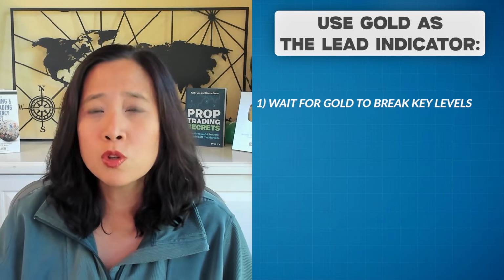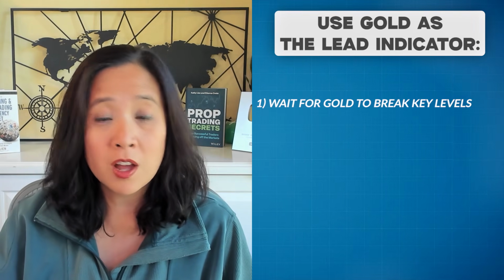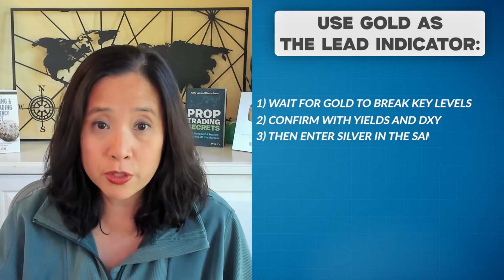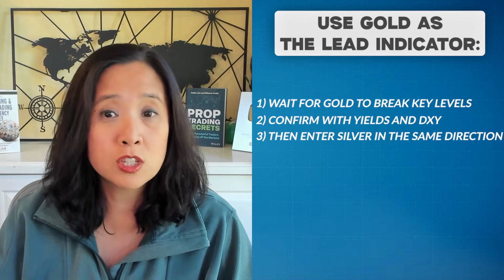Number 1, watch for gold to break a key resistance or support level. Number 2, confirm the direction with yield and the US dollar index. And number 3, once gold's move is confirmed, look to enter silver in the same direction. For example, if gold breaks above 2,400 while treasury yields fall, that could be your green light.